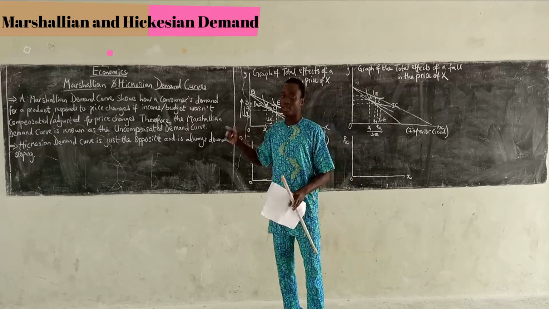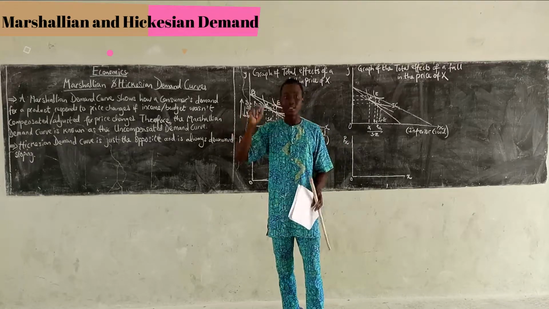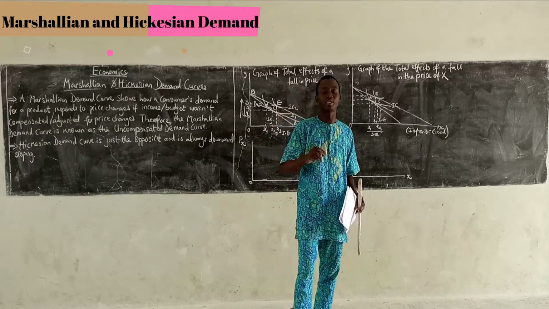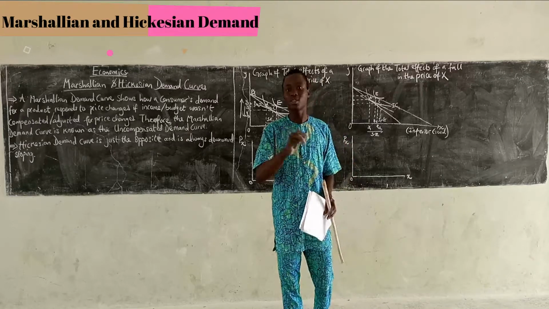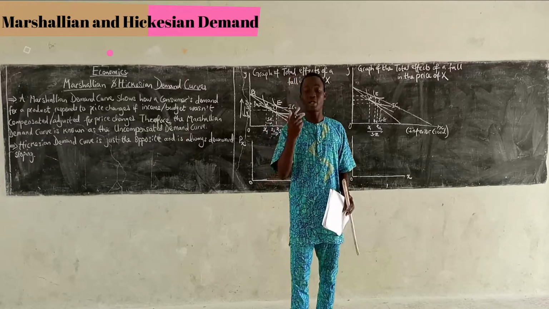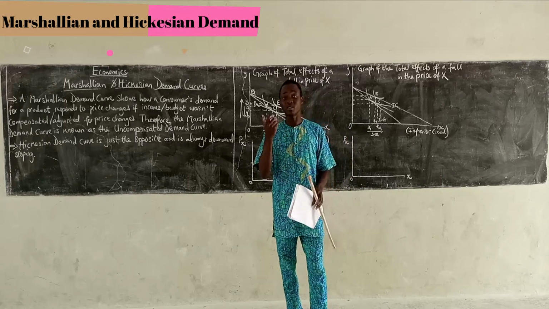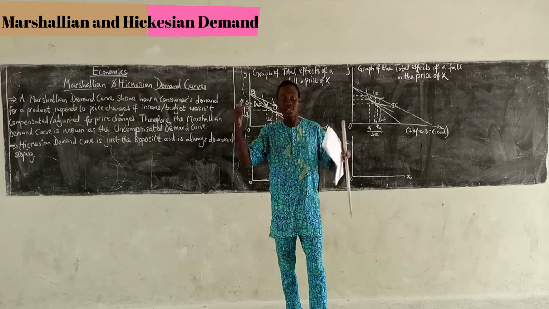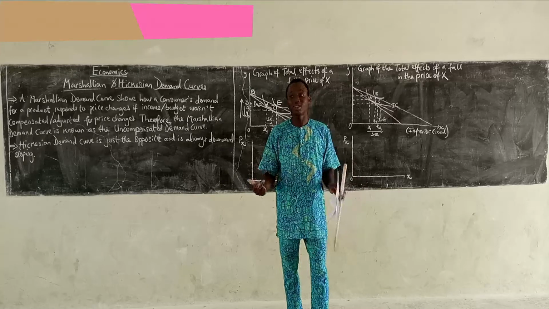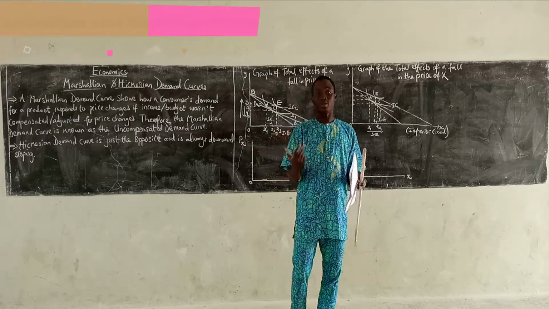But under the Marshallian demand curve, that is not the case. We do not compensate the consumer. The consumer is not given anything. So as long as the price has increased and the purchasing power has reduced, what is going to happen to quantity demanded, having considered these two things?